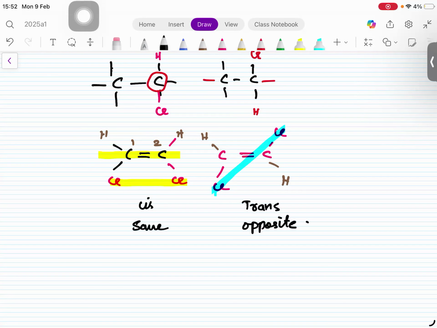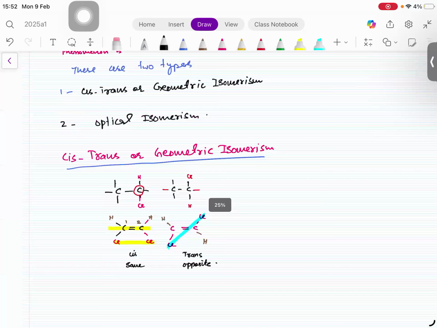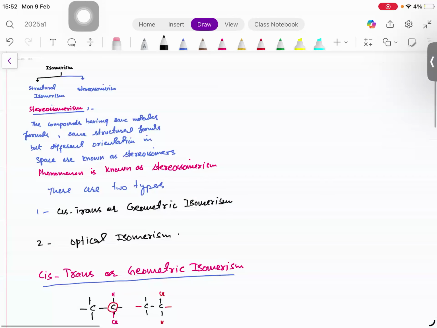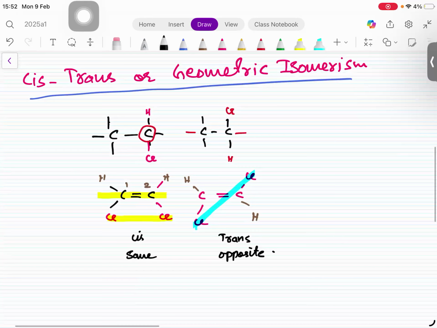So this only arises when there is a carbon-carbon double bond. Whenever there is a carbon-carbon double bond between two carbon atoms, the free rotation is restricted. And as soon as free rotation is restricted, they may originate two different orientations. The one in which the similar atoms are on the same side of the double bond, and the other in which similar atoms are on the opposite side of the double bond.